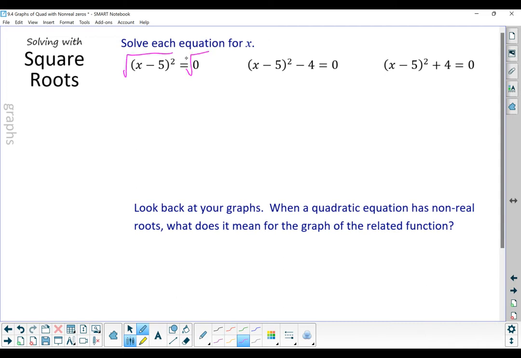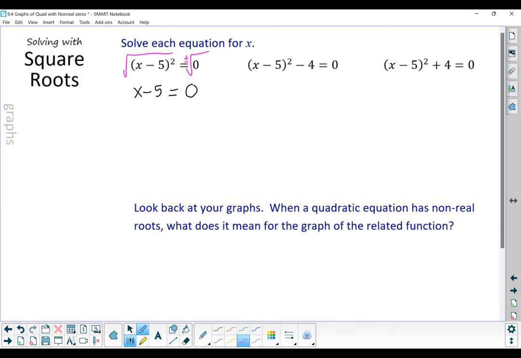So we're going to take the square root of both sides. We get our plus or minus symbol there. That leaves us on the left with x minus 5 equals a positive or negative root 0, but the square root of 0 is 0, and 0 isn't really positive or negative. It doesn't have a sign, so we don't really need our plus or minus symbol because it's just 0.